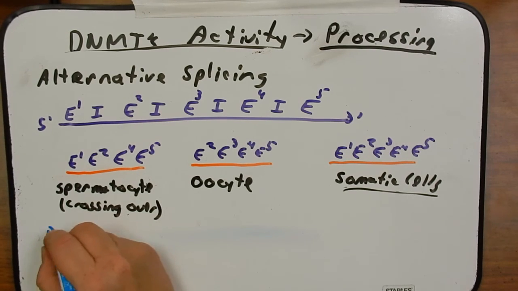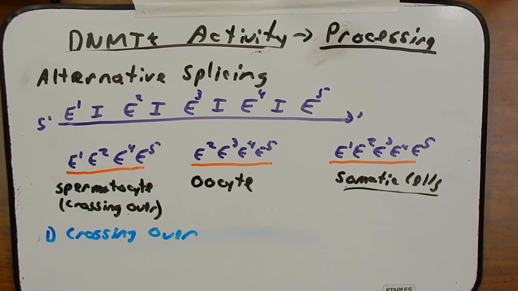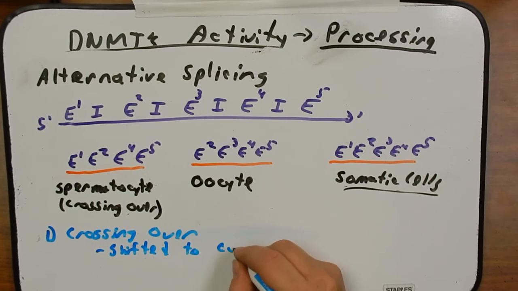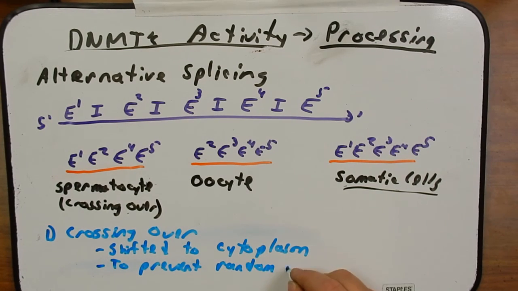Well, the first point pertains to both of them, and that has to do with crossing over. During DNA crossing over events, during meiosis, DNMT1 is shifted to the cytoplasm. This is very important because we know that during crossing over, the DNA is at a very vulnerable state. Because we know if the DNMTs were in the nucleus at that time of crossing over, that methylation would occur at most cytosines. So it shifts to the cytoplasm to prevent random methylation.